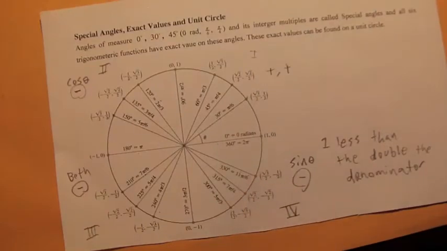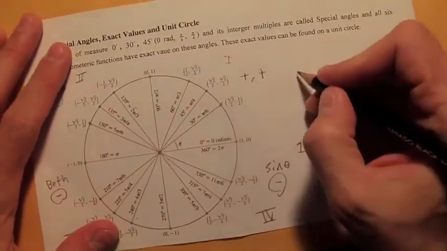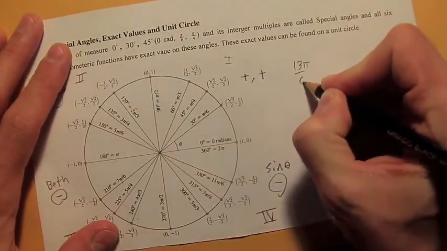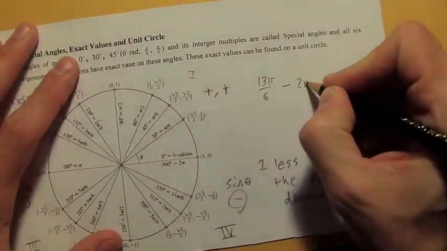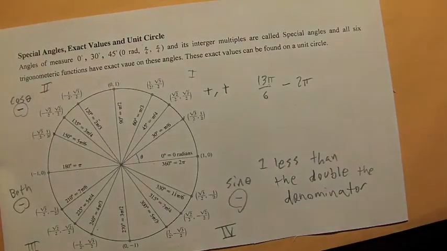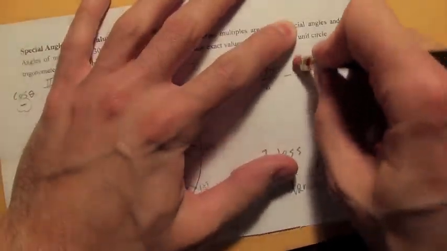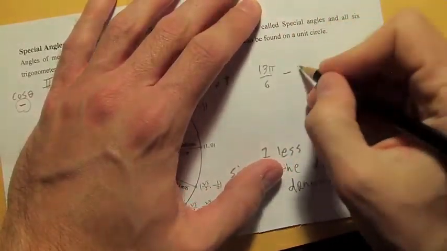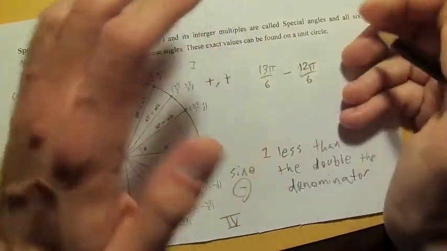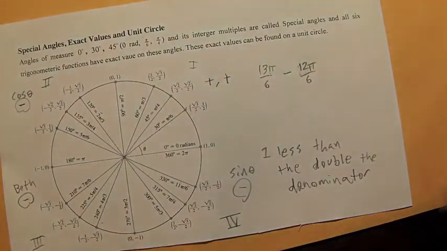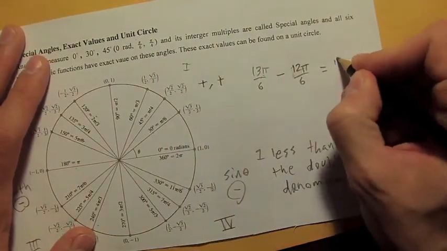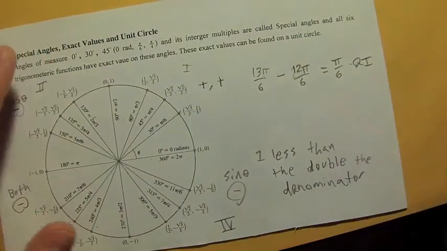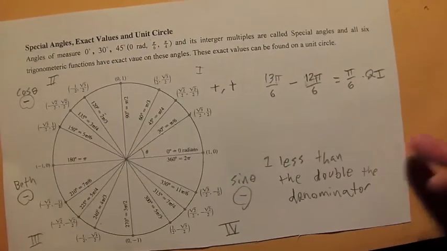And if you've got it much farther than that, say 13 pi over 6. Well, if you had something like 13 pi over 6, the first thing you'd want to do is subtract 2 pi. Right, get it back. And 2 pi I could rewrite as 12 pi over 6. Right, that's 2 pi in terms of 6. And that would bring us back to 1 pi over 6, which is quadrant 1. Okay.